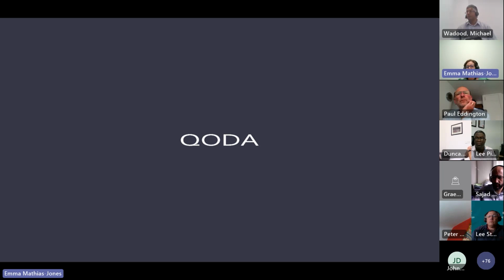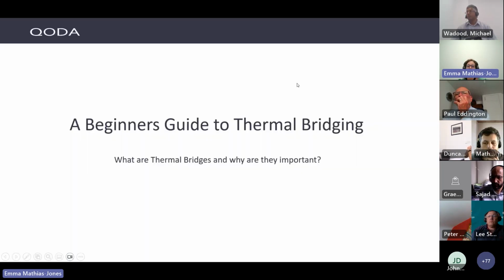So I thought today, as a beginner's guide, we could talk about why we need to think about thermal bridges, the types of thermal bridges, how to identify them, some conventions, and then the new Part L requirements. So you've got a good overview, but not too overwhelming.